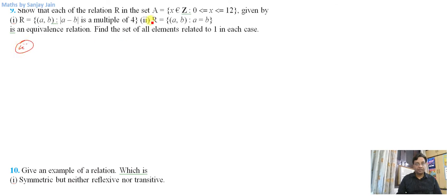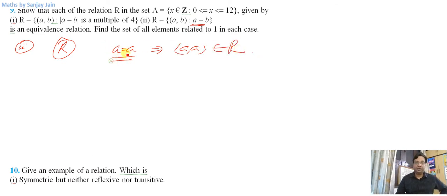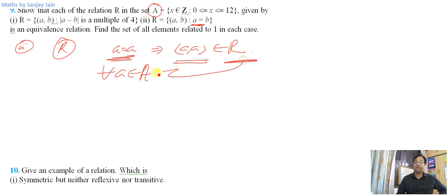Second part, which says A equal to B. Now we know, I am checking for reflexive first of all. A minus A, or A is equal to A, right? That means (A, A) belongs to this relation R, and A will be equal to A for every A belonging to set A. That means (A, A) belongs to this relation R for every A belonging to A, which means it is reflexive.